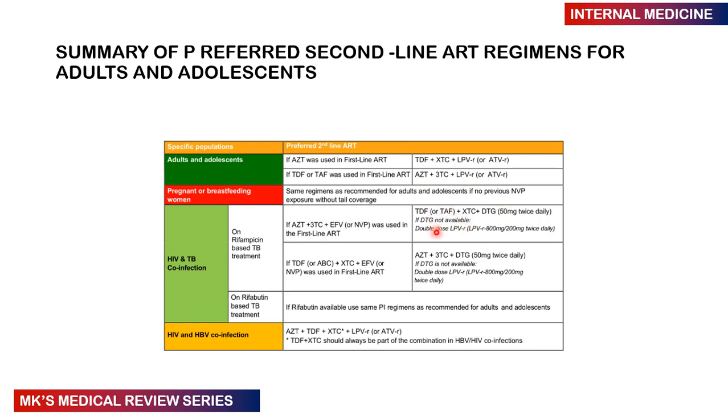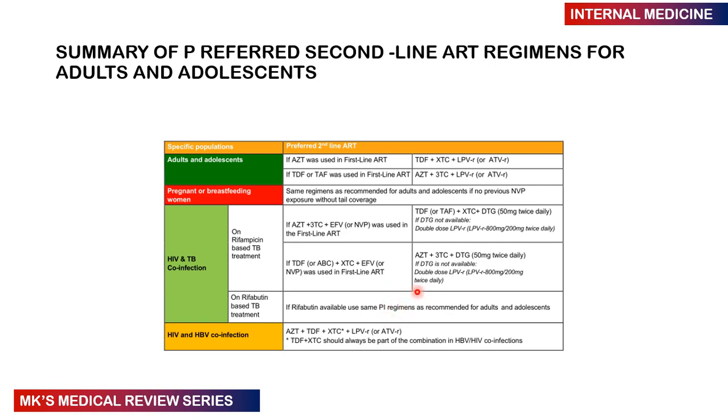Then, if TDF or ABC, XTC, and efavirenz or nevirapine was used as the first line, we switch them to AZT, 3TC, and dolutegravir, but we give it twice a day. If they are on rifampicin, then we can use the protease inhibitor regimens as the second line.